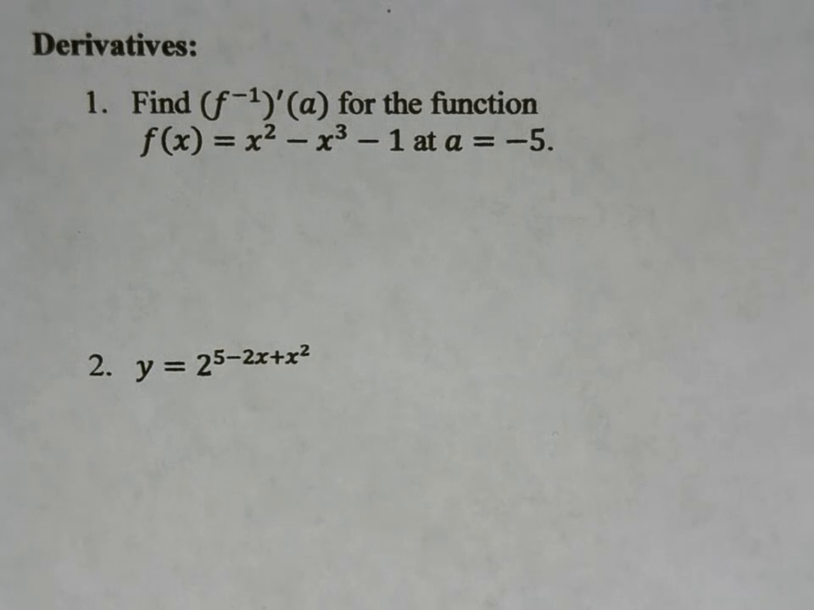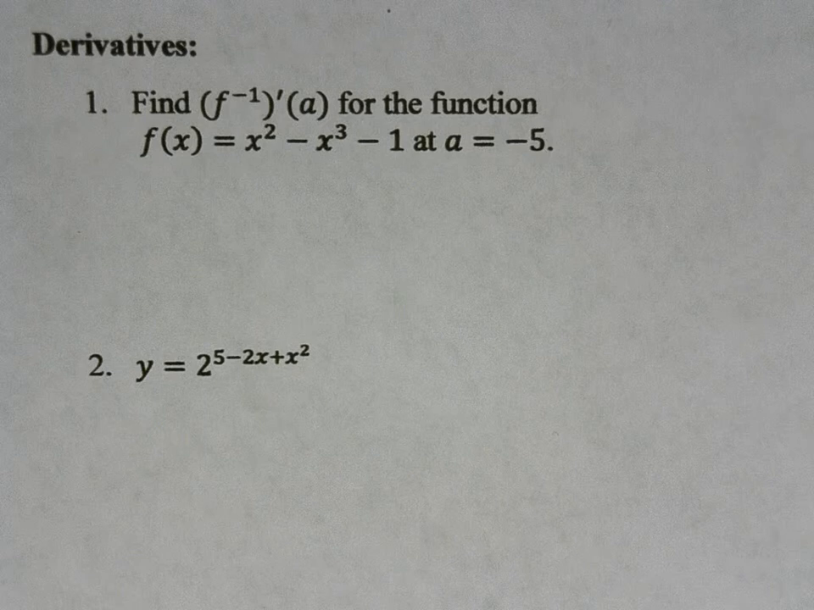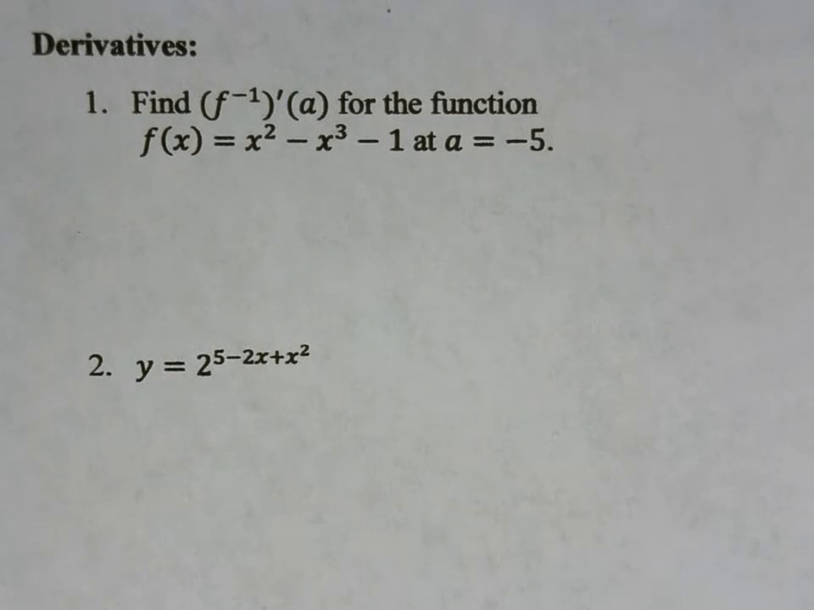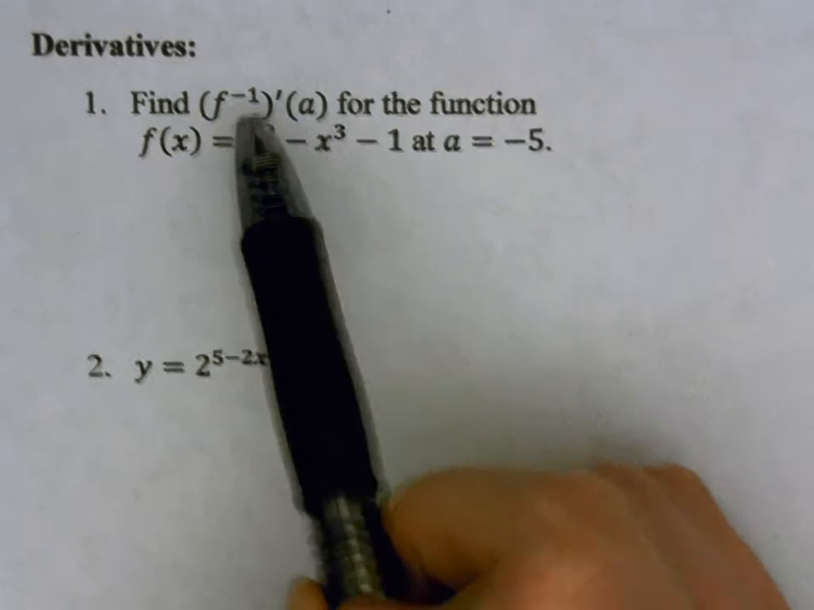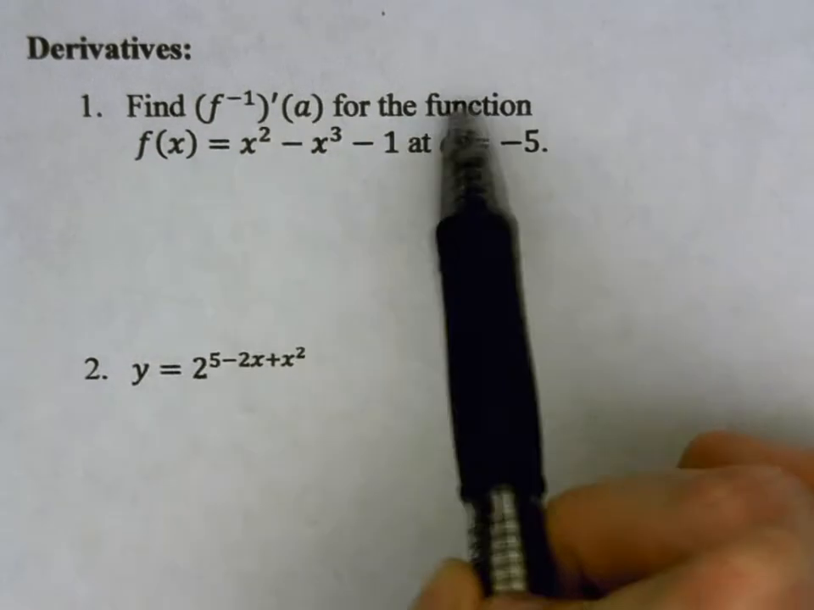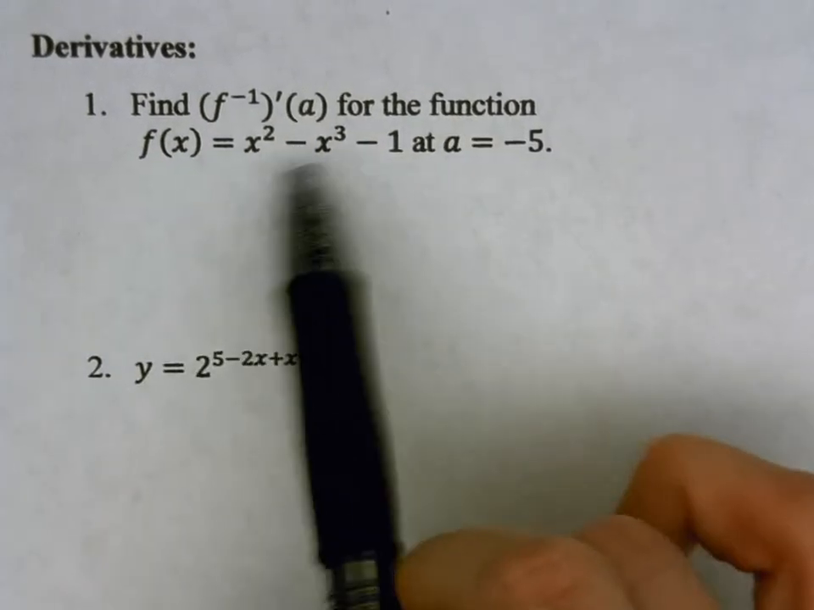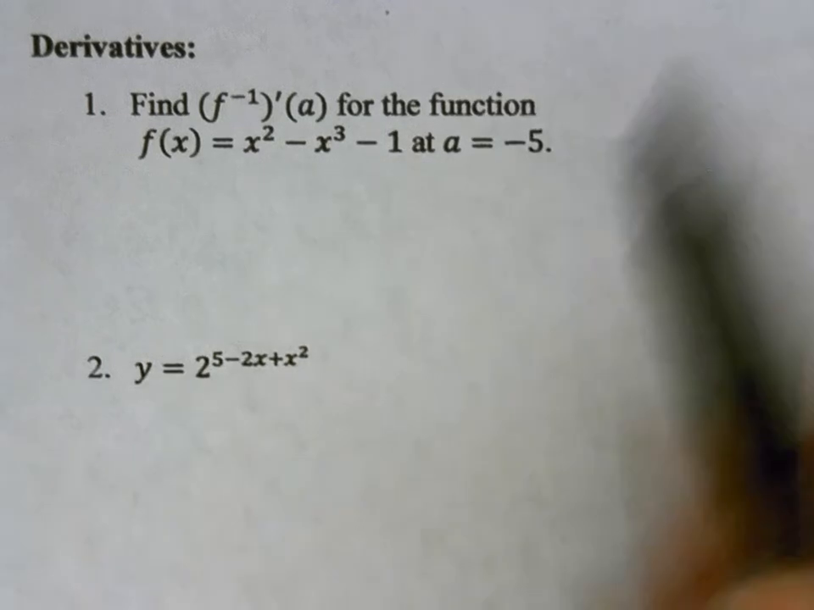Hi there. So in preparation for your test this coming Wednesday, we have a series of practice problems that we're going to work through. The first 6 all involve just taking a derivative. And so number 1 here, we're looking to take the derivative of the inverse function of f at a. Our function f is x squared minus x cubed minus 1, and a is negative 5.